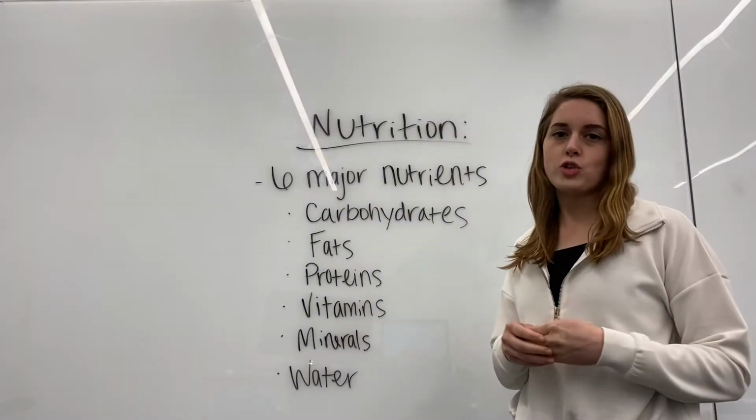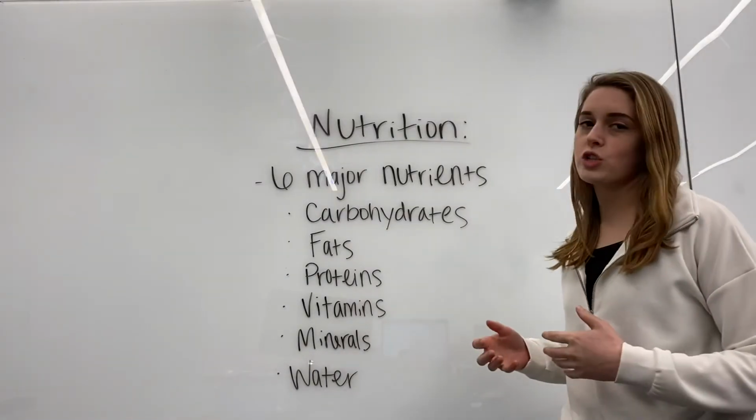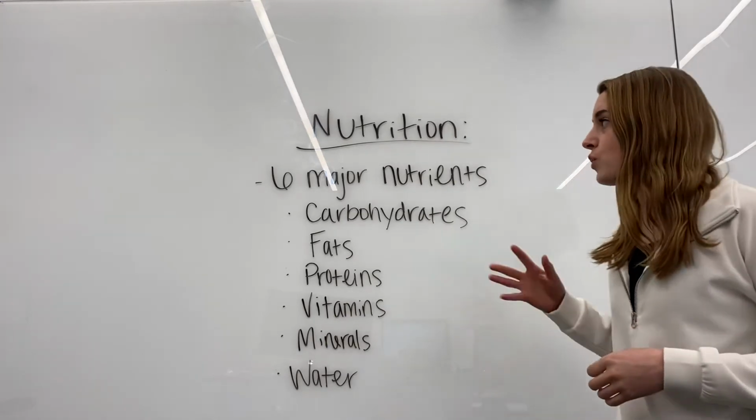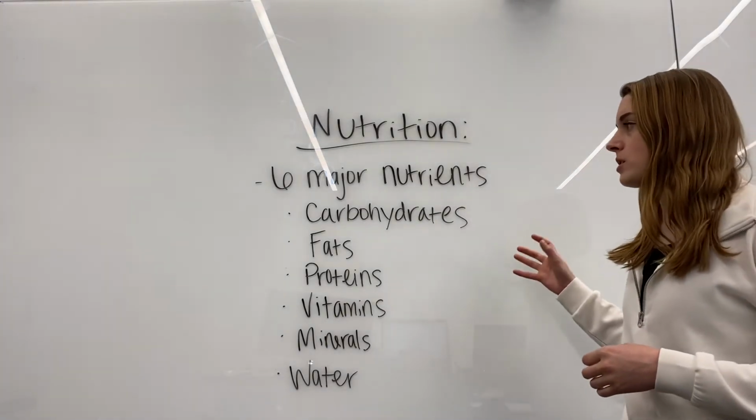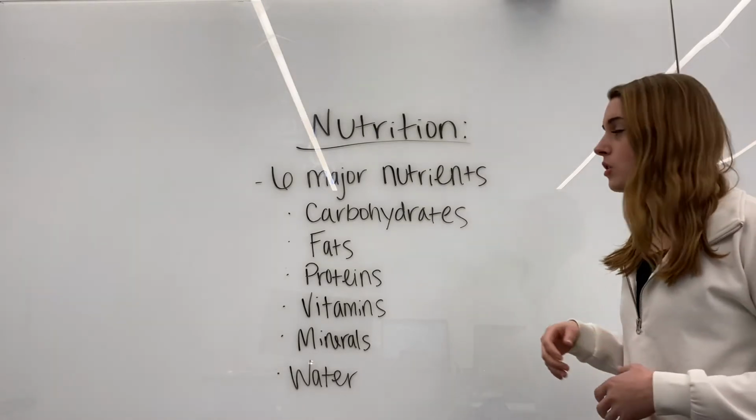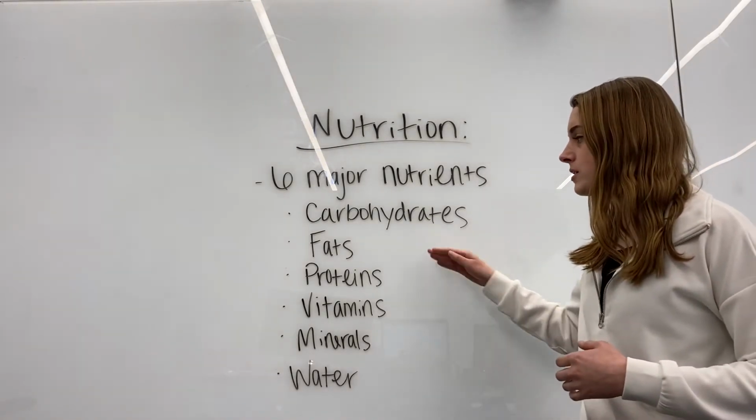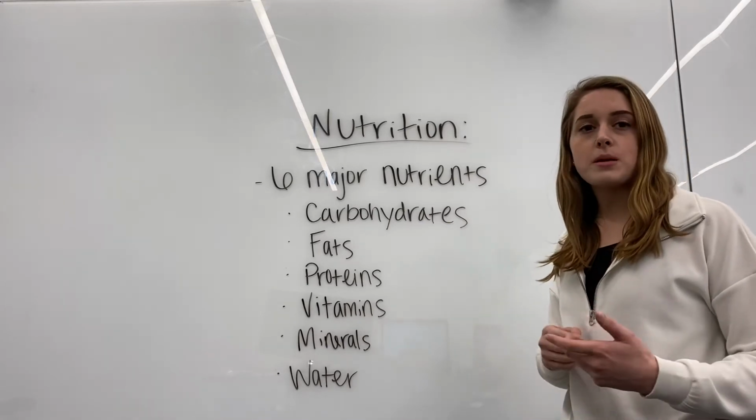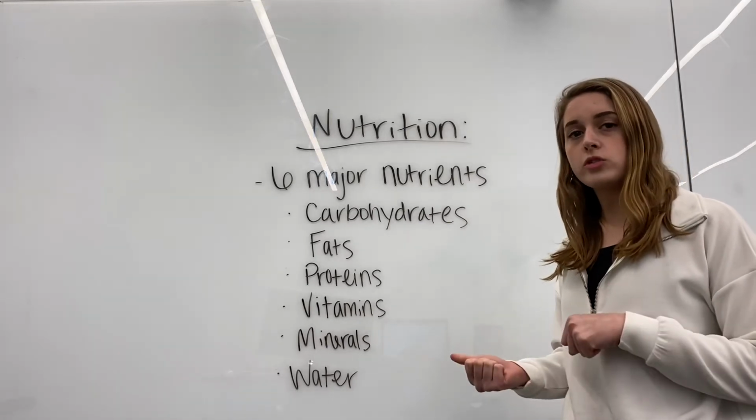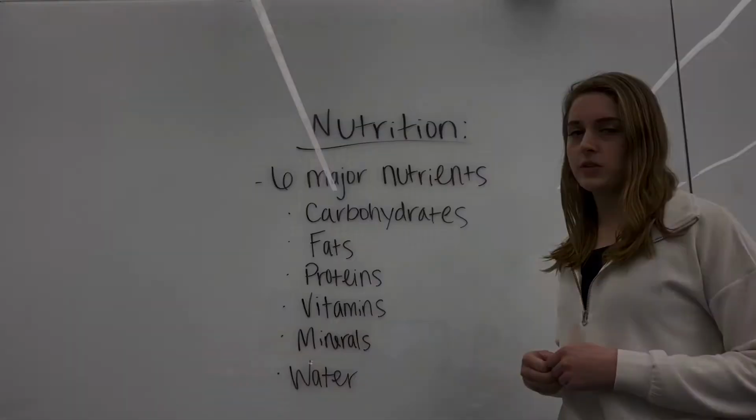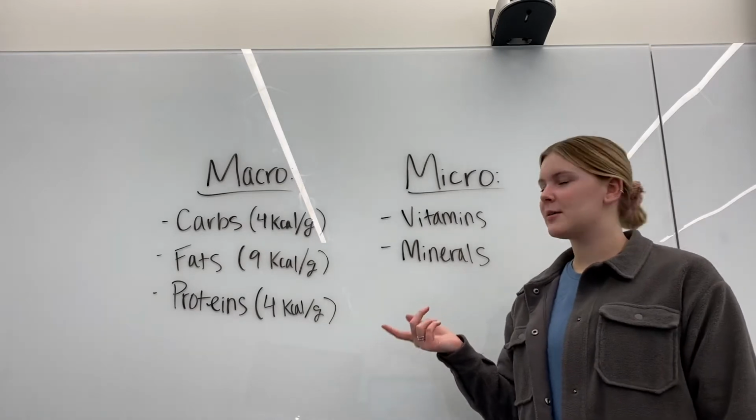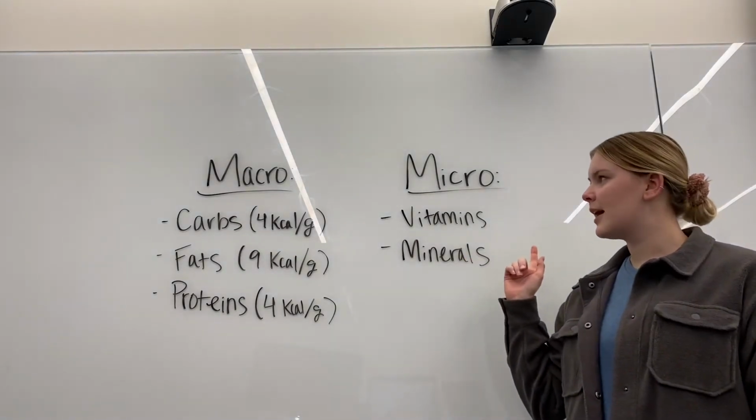Let's go. What we're going to be talking about today is nutrition. The basic definition for nutrition is just the science of eating a healthy, balanced diet. So for nutrition, there are 6 major nutrients that are going to be discussed during this video. First is going to be carbohydrates, fats, proteins, vitamins, minerals, and water. These can be separated into macronutrients and micronutrients, which will be discussed later on in this video.